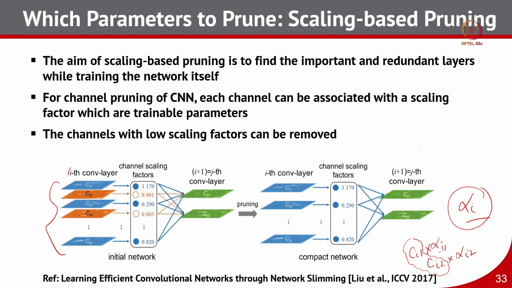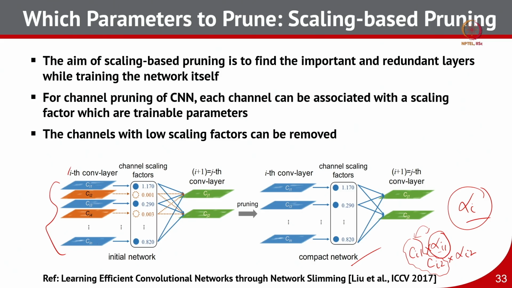Now that means if some channel has higher alpha I, that denotes that the channel has more importance. If some channel has lower alpha I, that means the channel has lower importance, correct. Now if that is the case, we can safely say the channel which has lower scaling factor, we can remove the channel, right. So that is the philosophy behind this scaling based pruning.